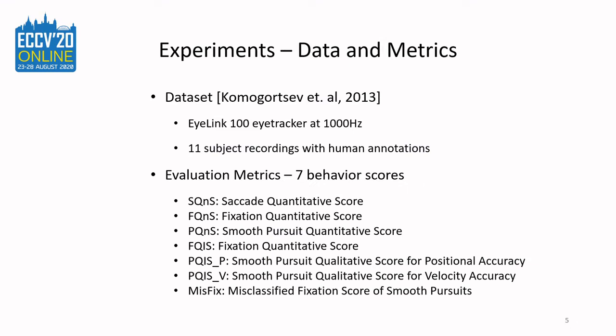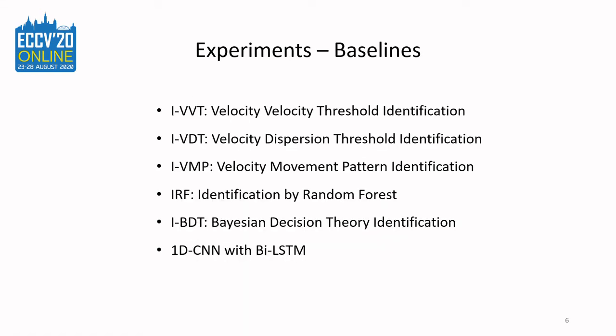Next, we continue to present the experimental part of this work. We use the eye tracking dataset recorded from previous research work for experiments. Seven different behavior scores are used as the quantitative evaluation metrics for our experiments. We compare our proposed hierarchical hidden Markov model with 6 other baselines: IVVT, IVDT, IVNP, IRF, IBDT, and 1D CNN with bidirectional LSTM.